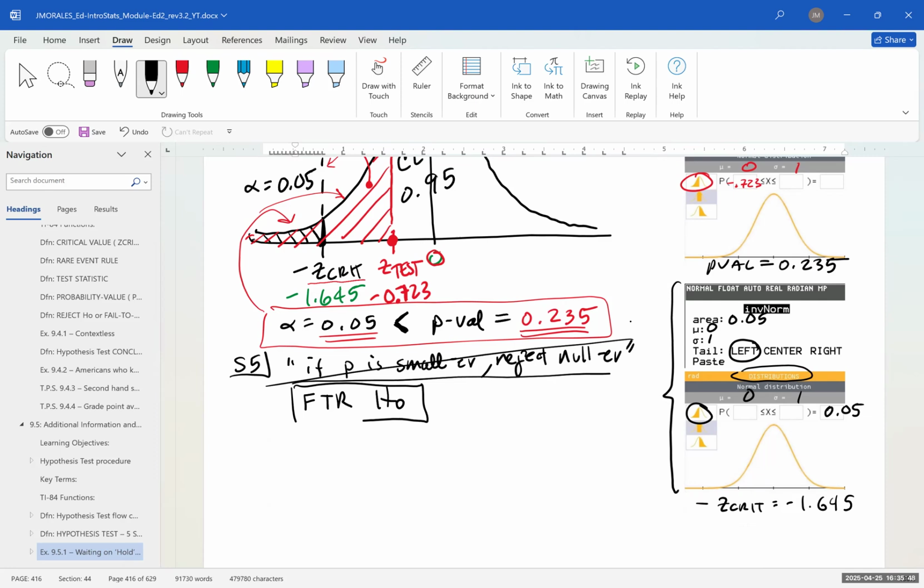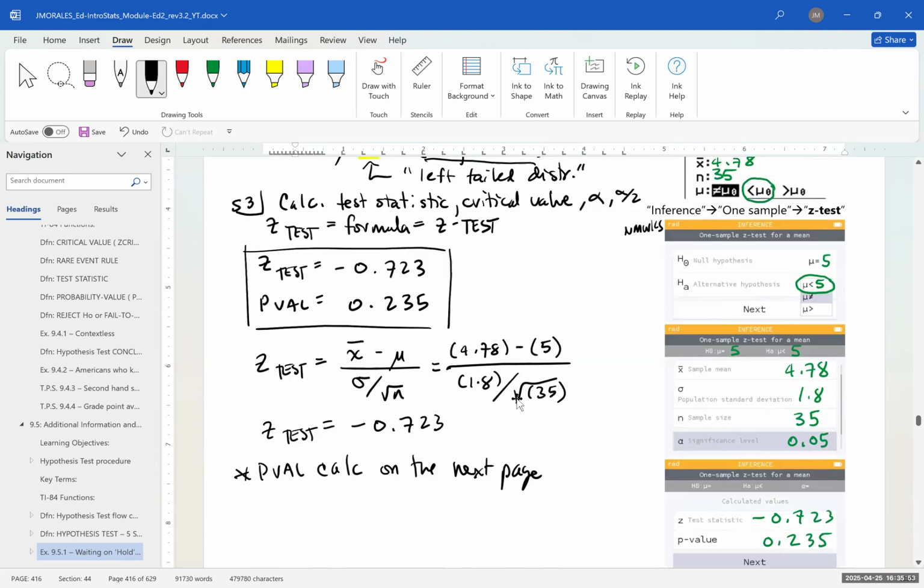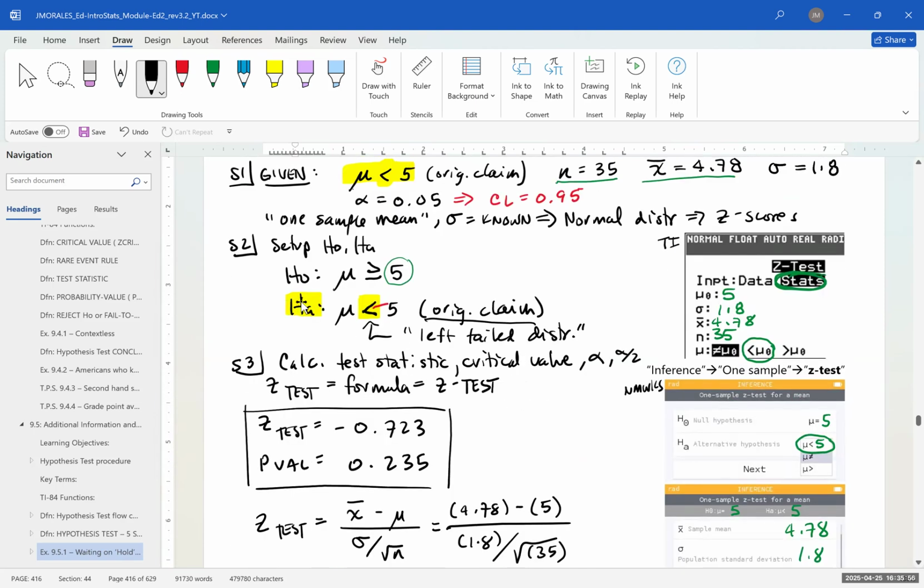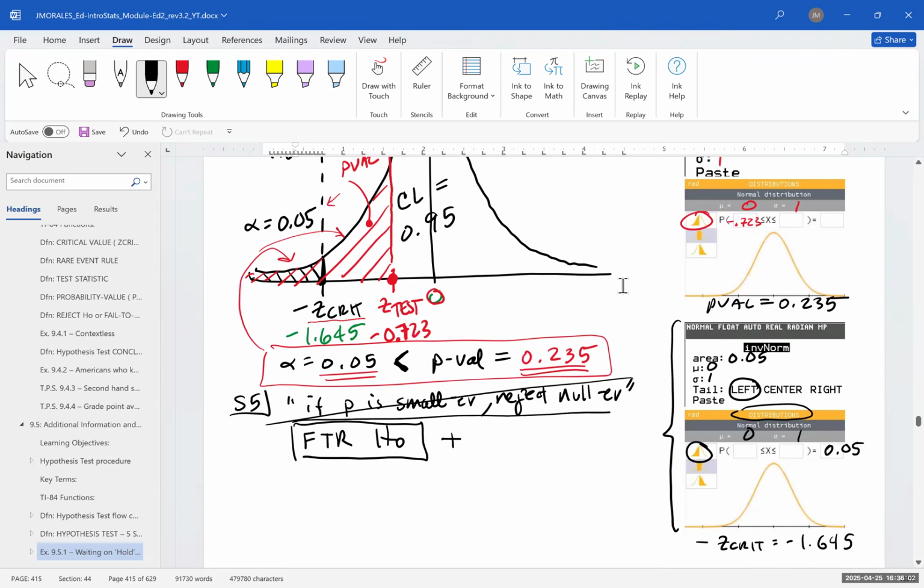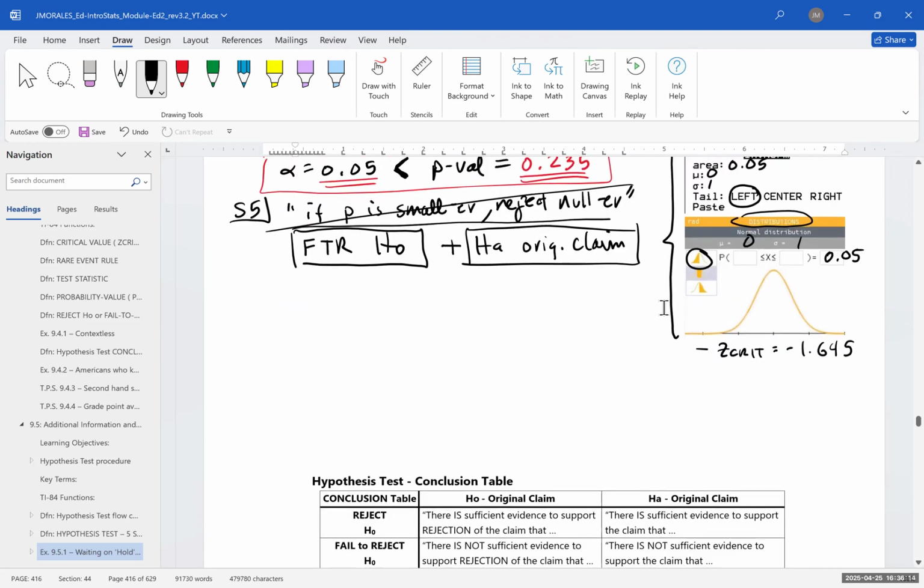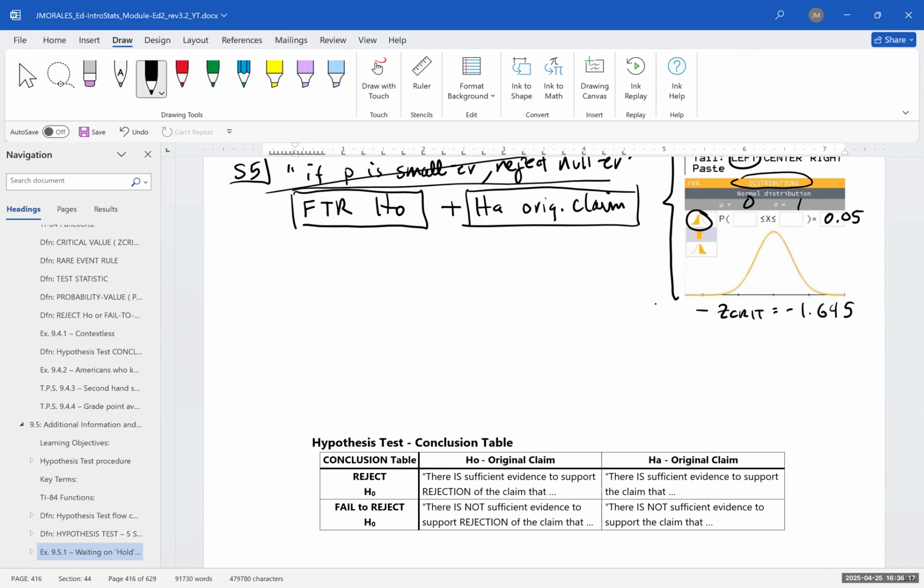And we're failing to reject the null, and we need to couple that with our original claim. So the alternate hypothesis was our original claim. So if we come down here, we're going to fail to reject the null, and the alternate was our original claim. And where those two come together will be this outcome right here.